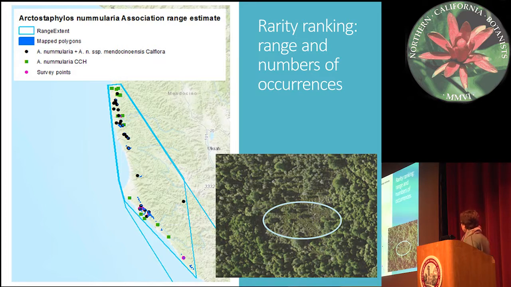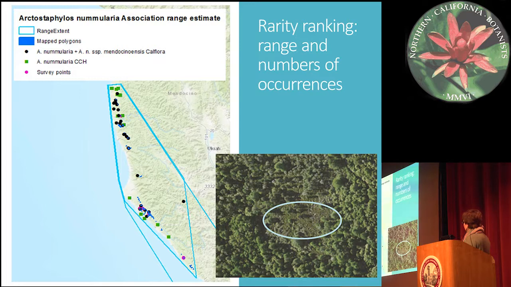So here's an example of the Arctostaphylos nummularia association that we just described from this last project that Teresa was talking about. And this is what the rank calculator from NatureServe asks for as far as distribution and numbers of occurrences. If you look at the large blue polygon, that's what's called the convex hull. It describes the entire area where it's known. The lower polygon that's cut off is for the entire alliance that goes down to Arctostaphylos sensitira habitat and Point Reyes.